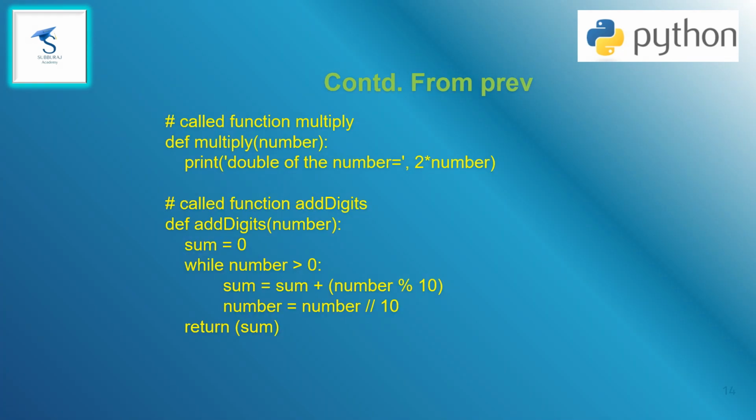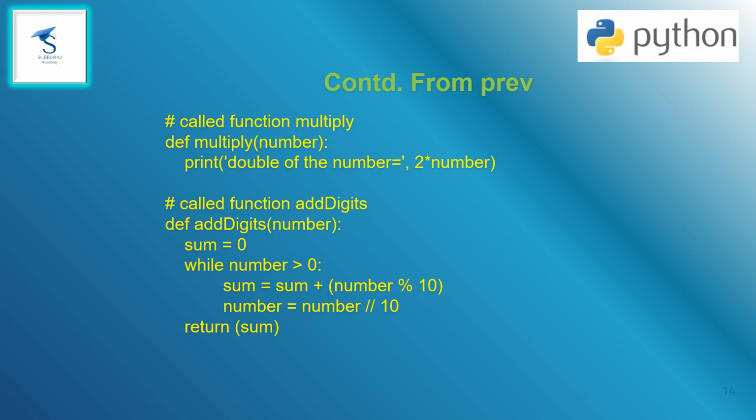The next function is multiply, that is simple. The number is received and you double the number, 2 times number. This is an interesting function, add digits. So in add digits, you get the number. Initially sum is equal to 0. While number is greater than 0, sum is equal to sum plus number % 10, that is modulus 10.